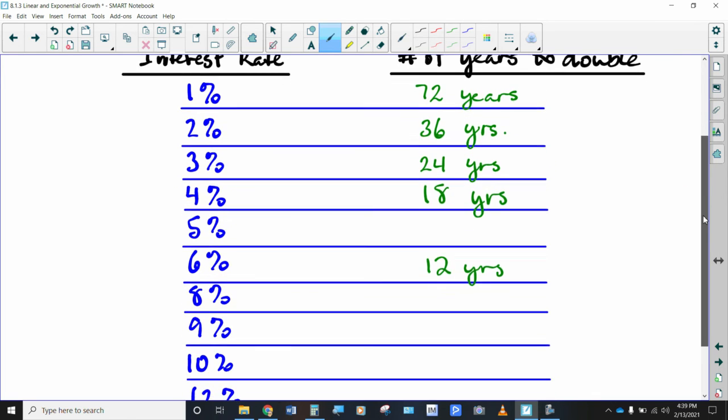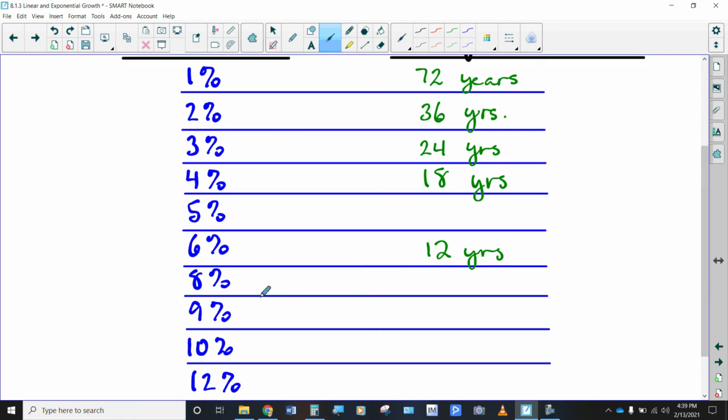And now if I show you these next three, you might figure out what the pattern is, if you don't already know. It's going to take 9 years for an investment to double if it makes 8%, and it'll take 8 years if it earns 9%. I'm sorry, not in 10 years, at 10%, it would take 7.2 years for this investment to double.